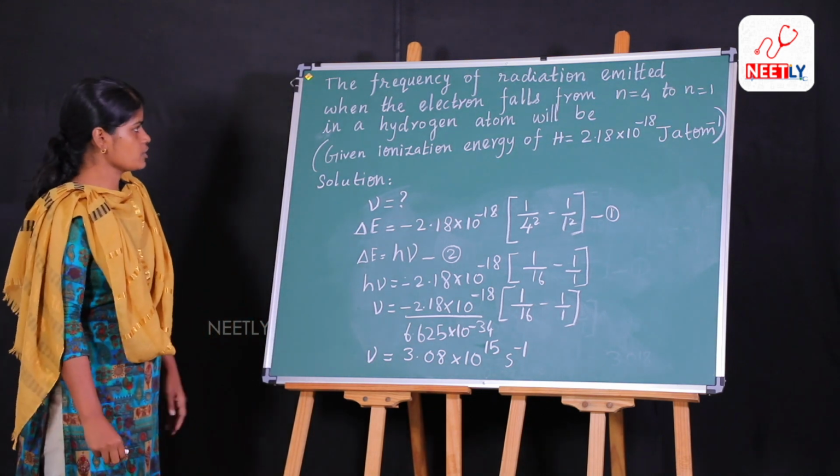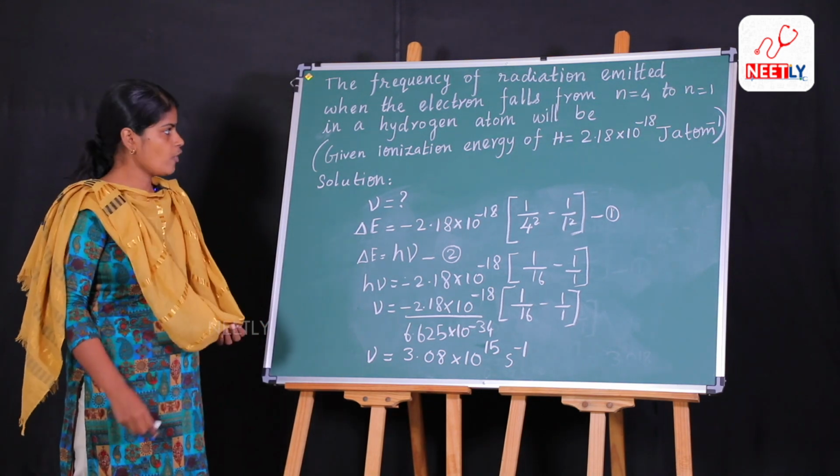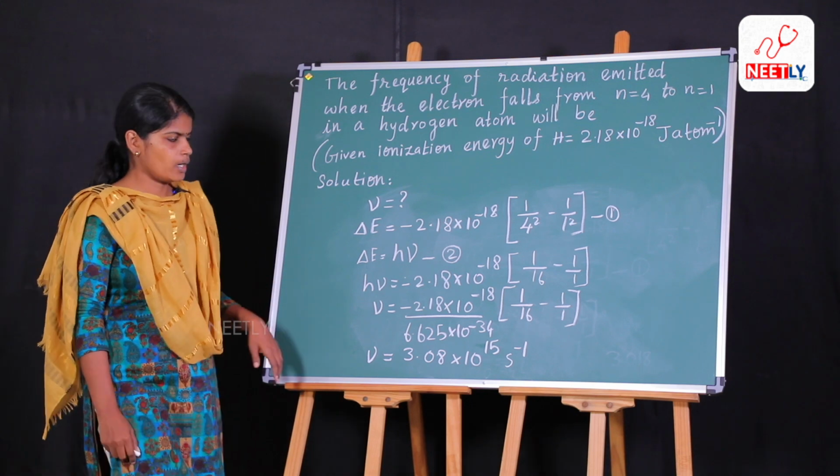So this is the frequency of radiation emitted when the electron falls from n = 4 to n = 1, and this is the answer.